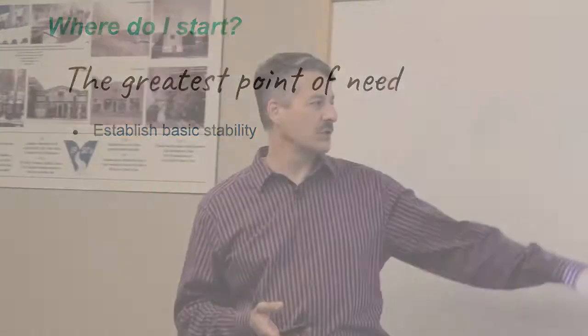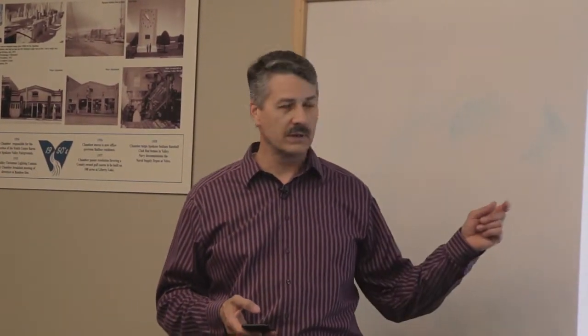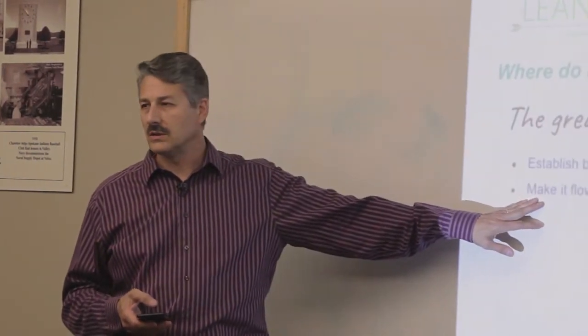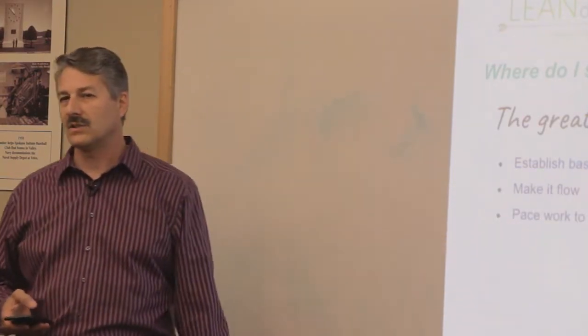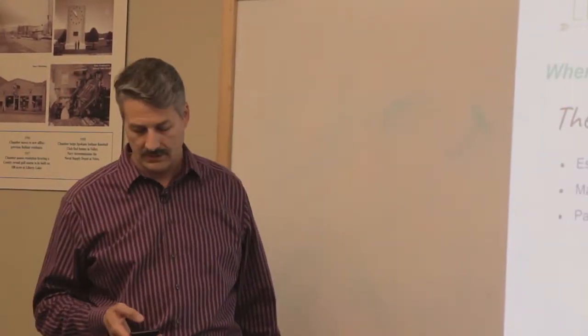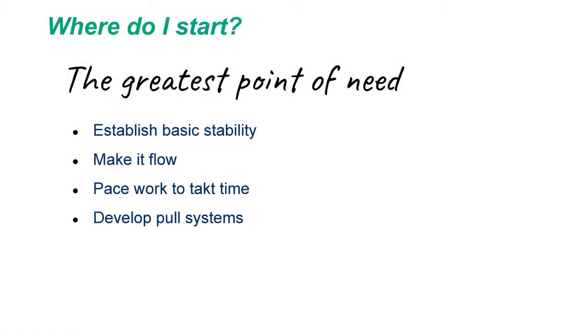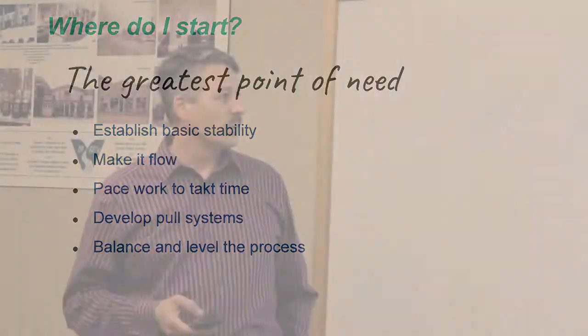Before I jump into basic stability, I'm going to run through a quick list of steps of a typical progression of a lean transformation of a value stream. Usually the first thing you want to do is to make the process flow, and then you want to pace the work to takt time, and takt time is just a Japanese word for the customer demand. And then you want to develop pull systems, and the last step is balance and level the process.